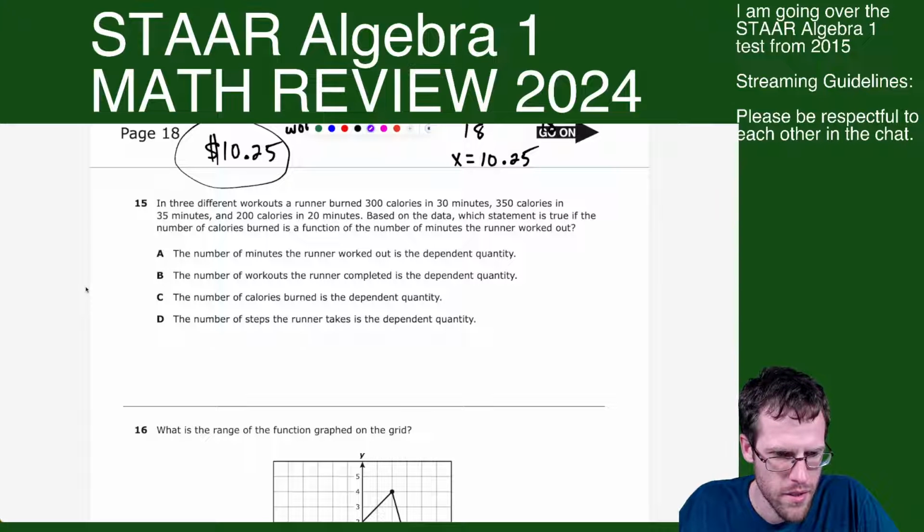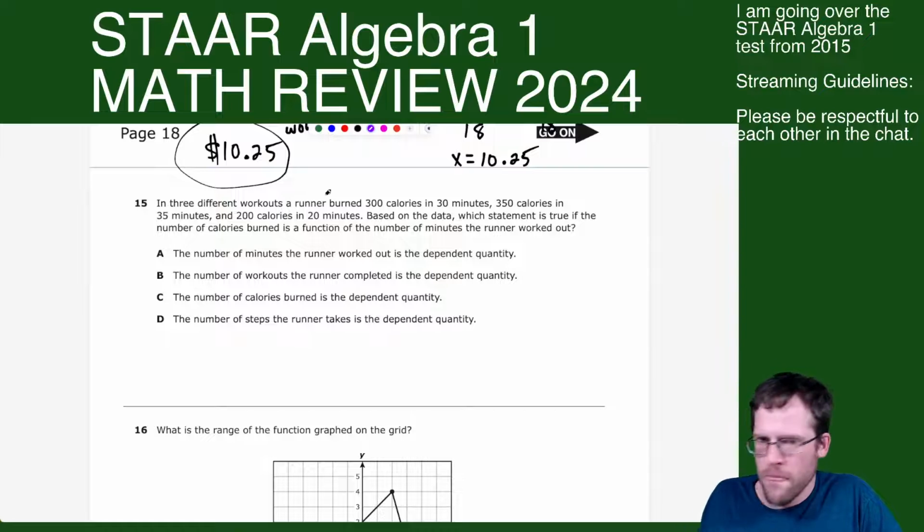Okay, so let's see. So 15, we have 3 different workouts. A runner burned 300 calories in 30 minutes, 350 calories in 35, and this many and this many. Based on the data, which statement is true if the number of calories burned is a function of the number of minutes? Okay, so here's the actual question. Which statement is true if the number of calories burned is a function of the number of minutes worked out?